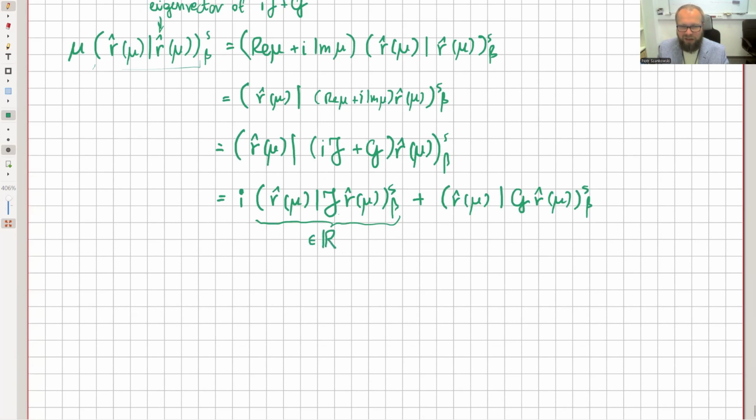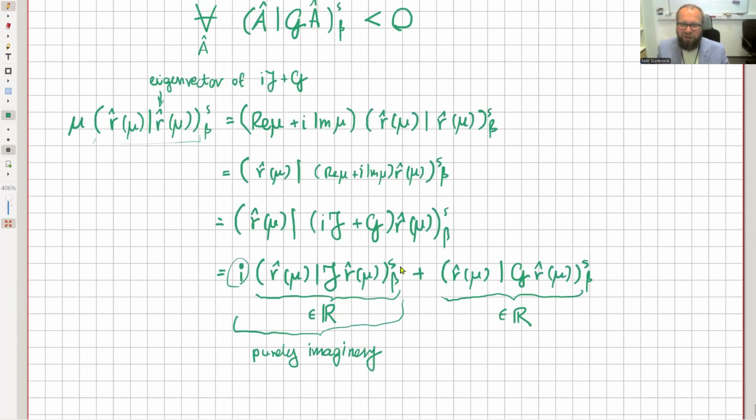This is a real number. Same with G. G is Hermitian, so this guy is also real. This is also a real number. Therefore, this thing here is purely imaginary, because it's a real number times the imaginary unit. So this is the imaginary part of the expression, and this is the real part of the expression.